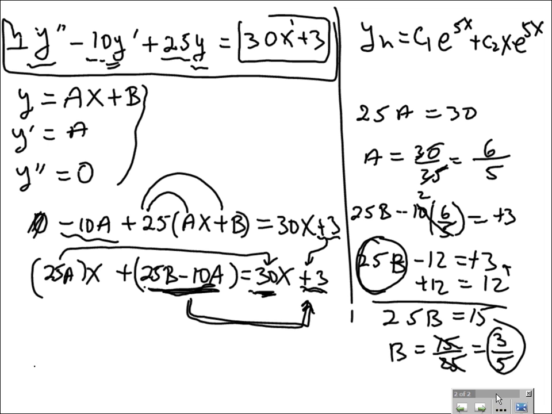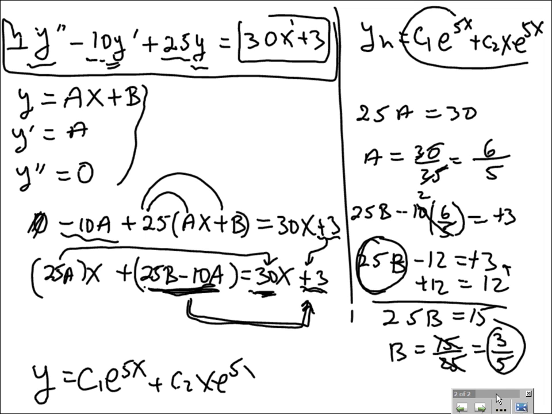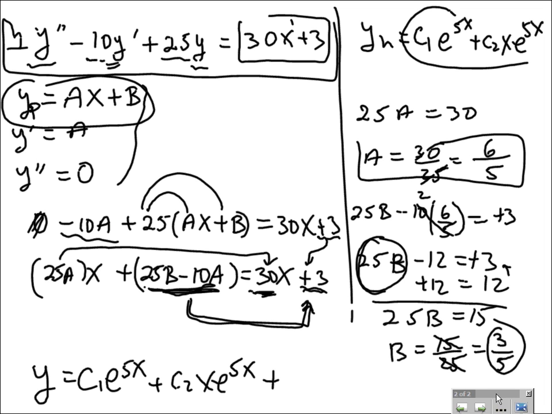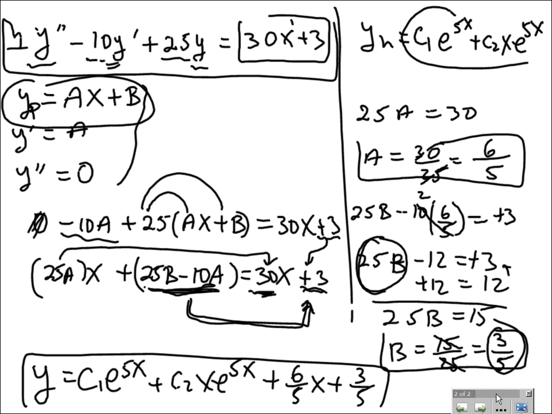Okay, so now we can have the general solution is the homogeneous solution, c1 e to the 5x plus c2 x e to the 5x, plus the particular solution, which we said was ax plus b, where a is 6/5 and b is 3/5. And that's the general equation. We equated the coefficients.